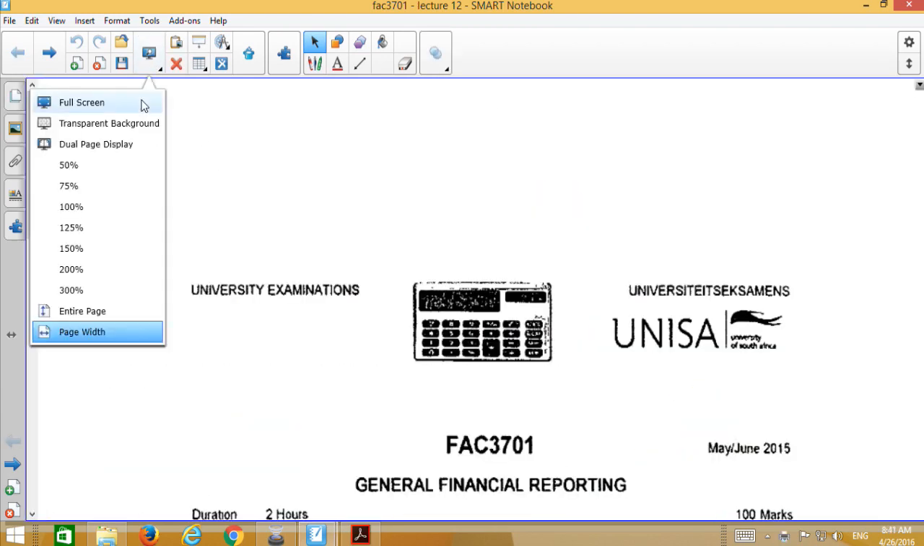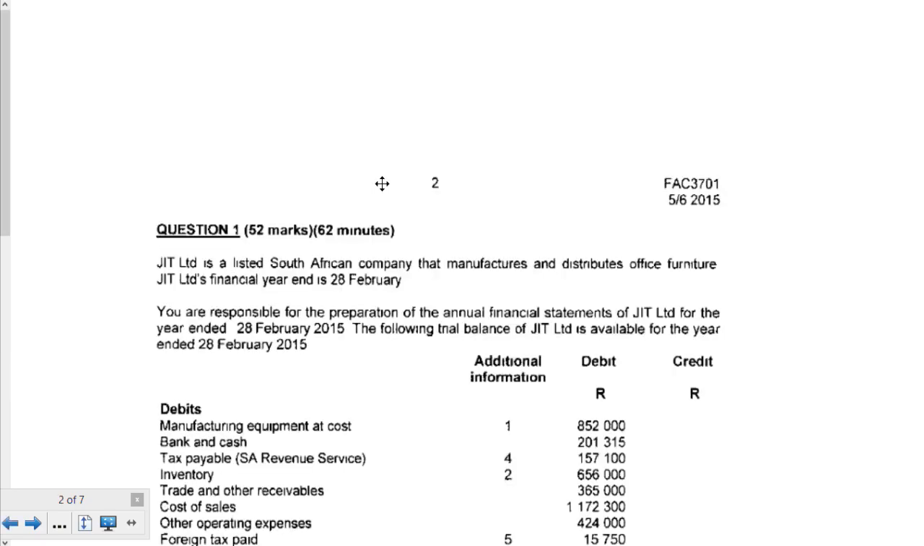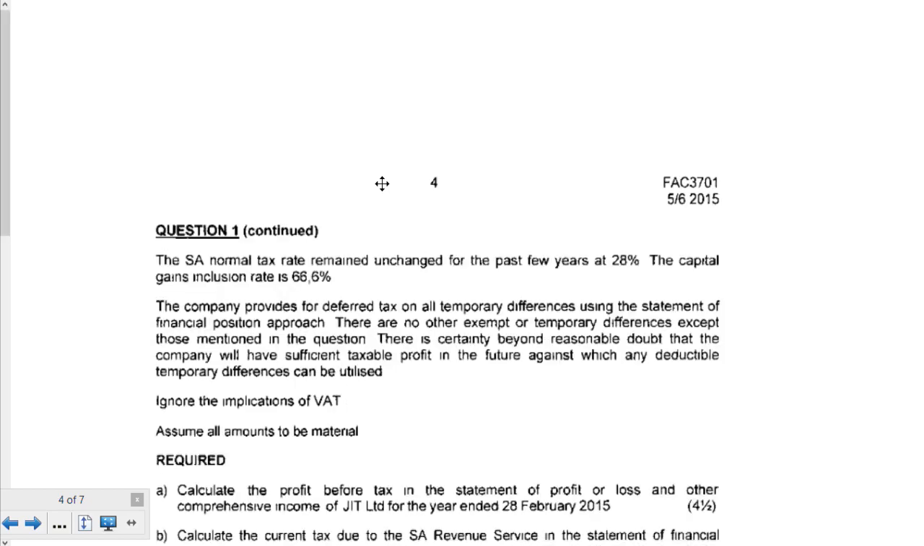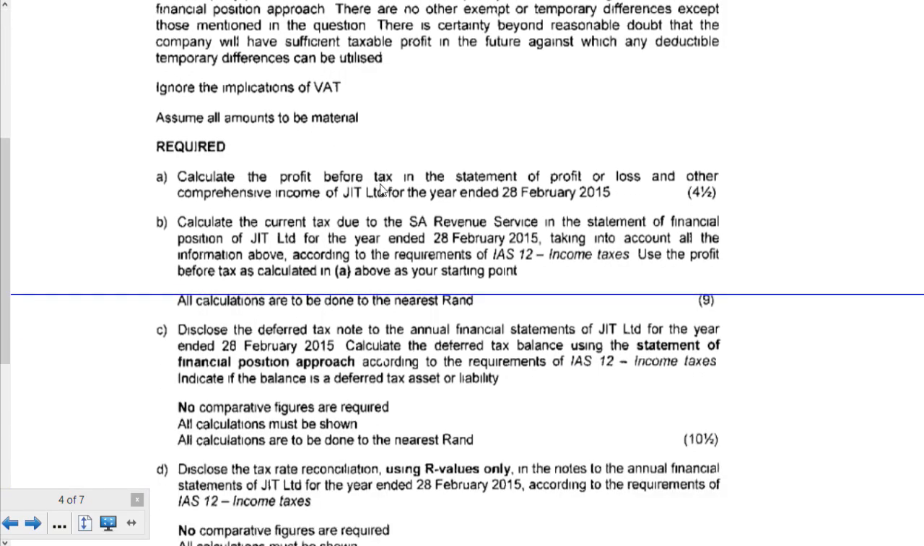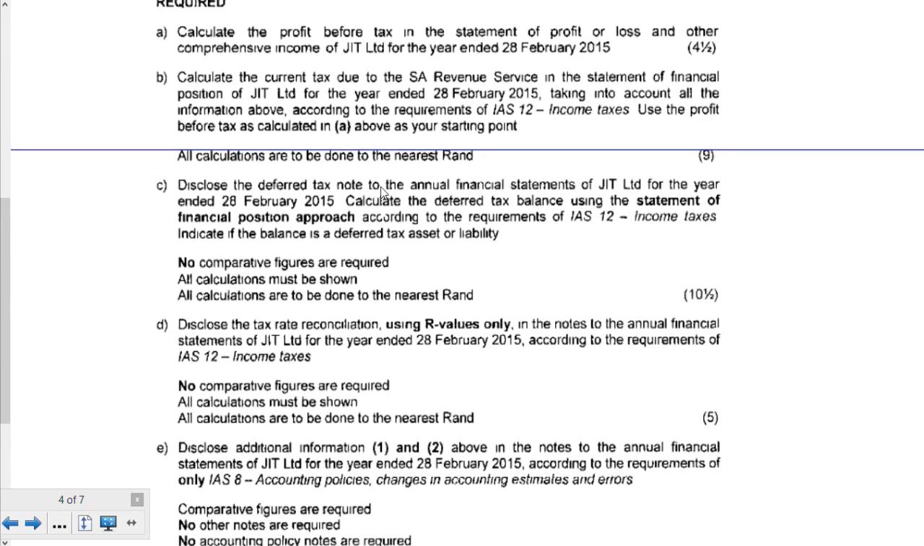All right, let's have a look at the May 15 paper. We're going to do another tax question, I think. Question 1. So the tax question is a big part of it. Yeah, tax is huge. Let's have a look. I think that you and Christian are going to work together on the desk, and I'm going to watch you because I want to see how you approach the question, okay?